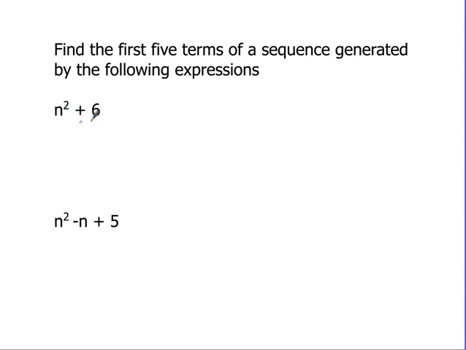Similar idea here, but we've introduced some squares. So 1, 2, 3, 4, 5. The first term, I'm going to put 1 into there, so 1 squared is 1 times 1, which is 1, plus 6 gives me 7. 2 squared is 2 times 2, which is 4, plus 6 gives me 10. Next one, 3 squared is 9, plus 6 is 15.